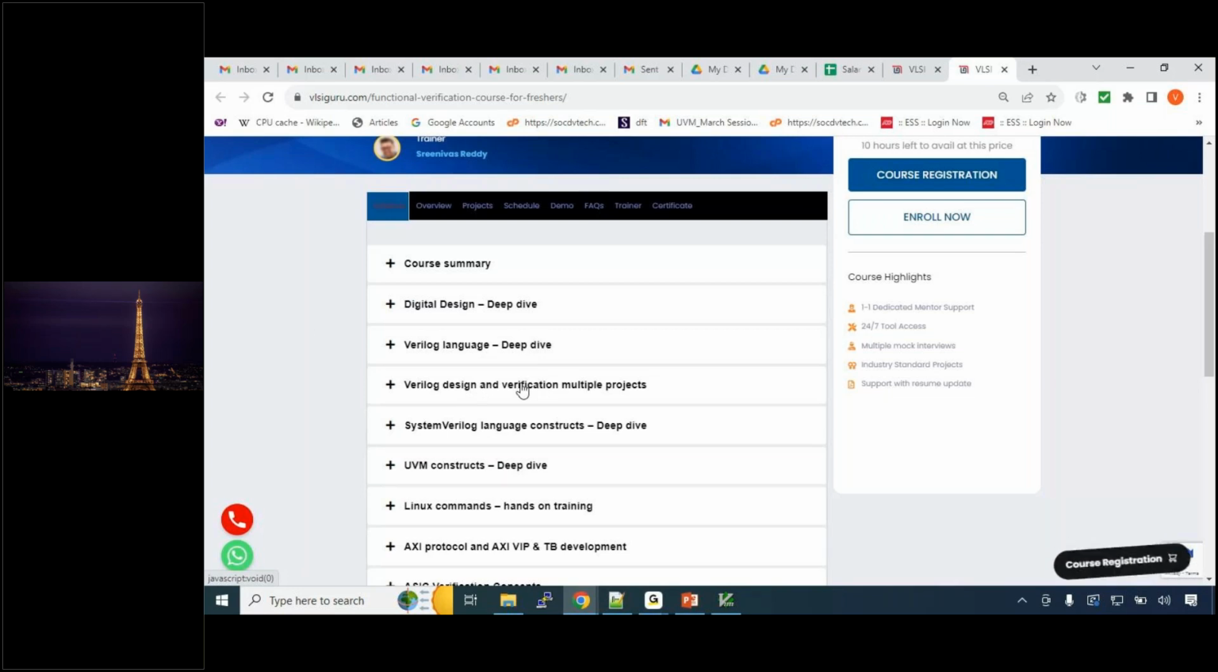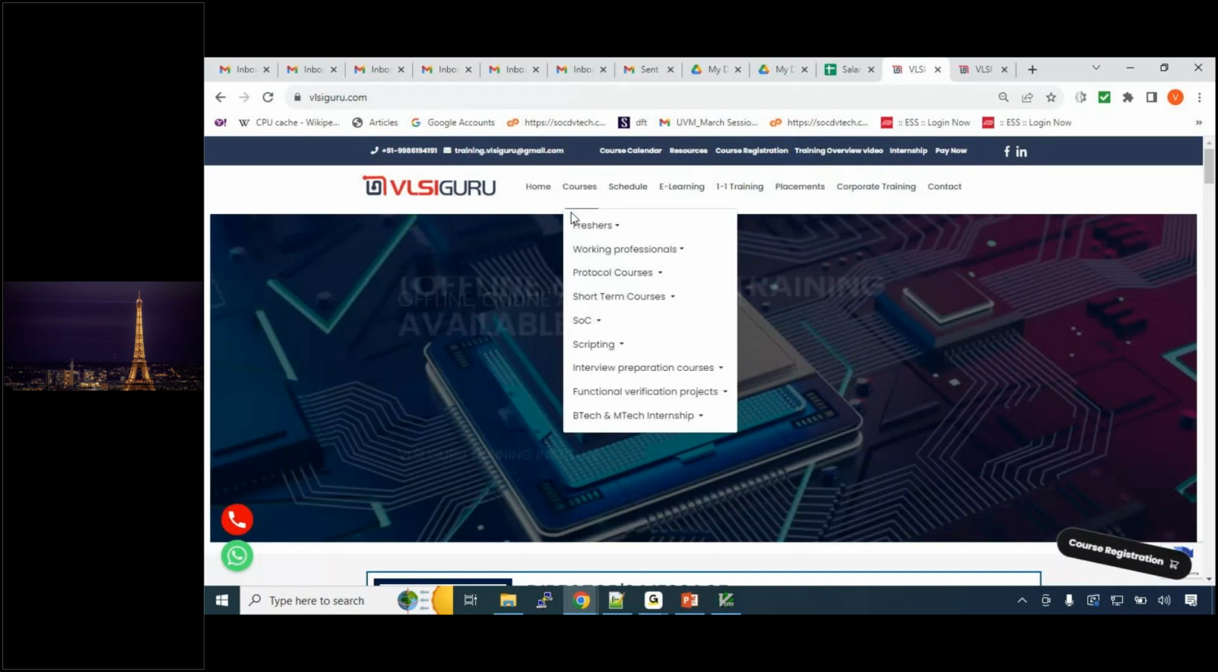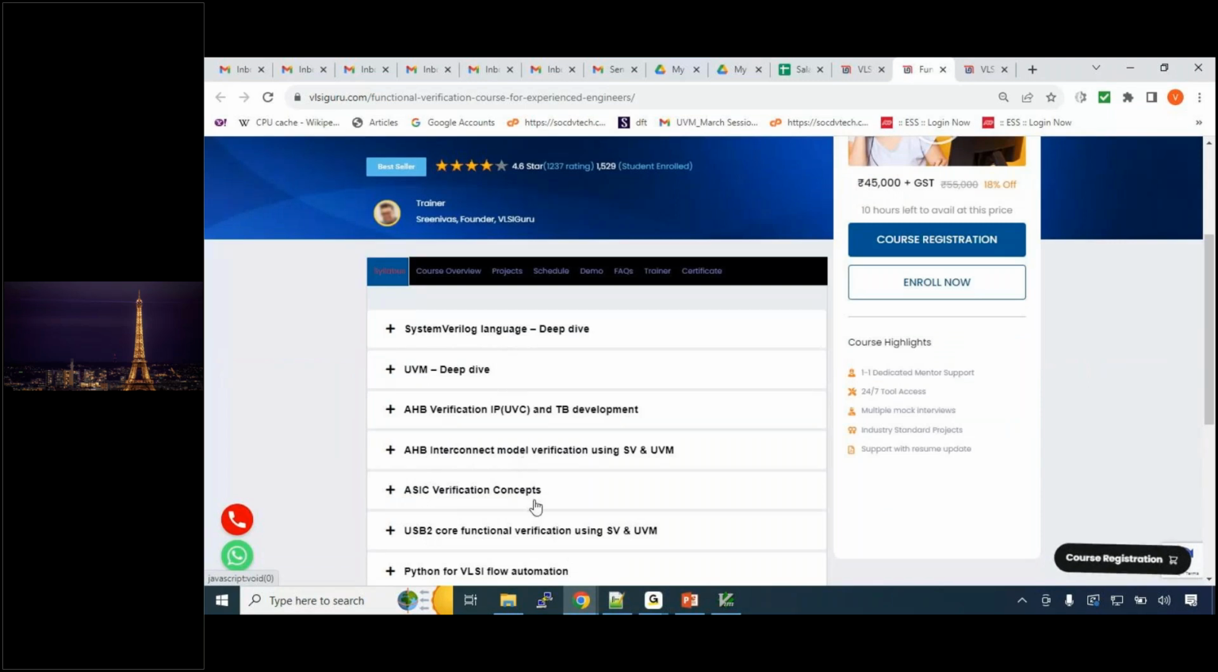These aspects are not there in the experienced engineer course, because someone who is already experienced would be familiar with the basics, right? The digital and Verilog basics, he would be familiar with. So we won't cover them. So for experienced people, this is where the course will start from. Okay, System Verilog. I will also open that one. Functional verification for experienced. See, it directly starts with System Verilog.